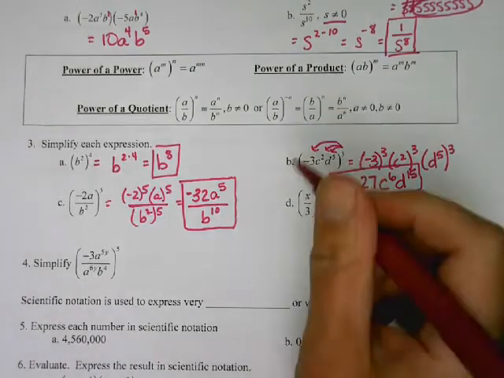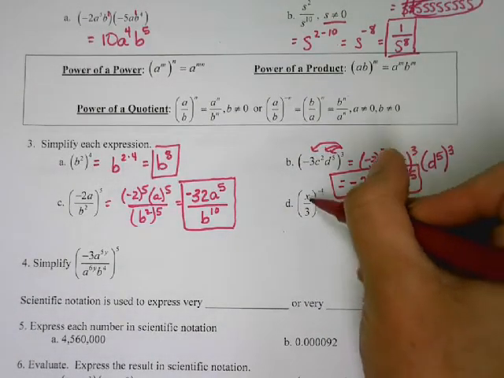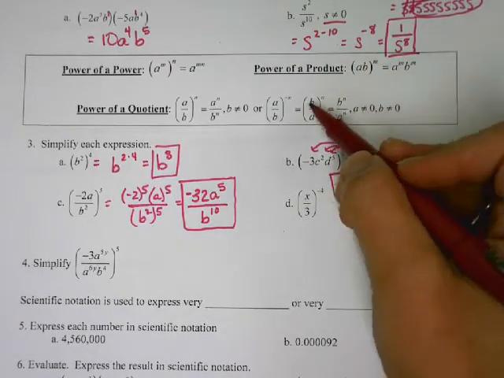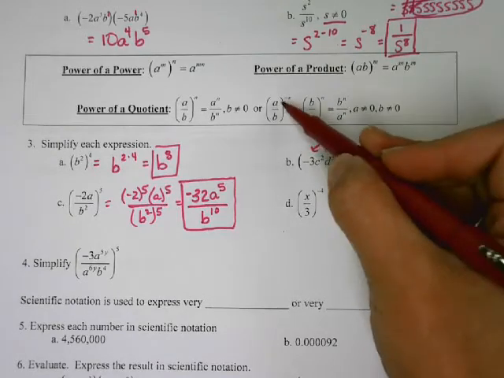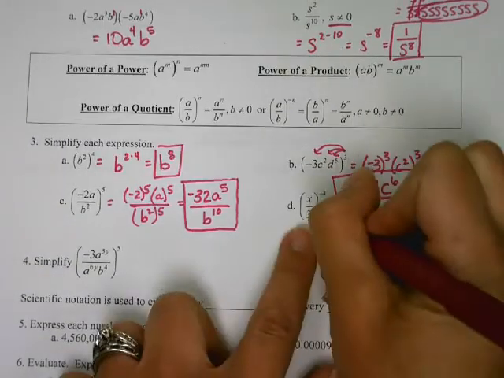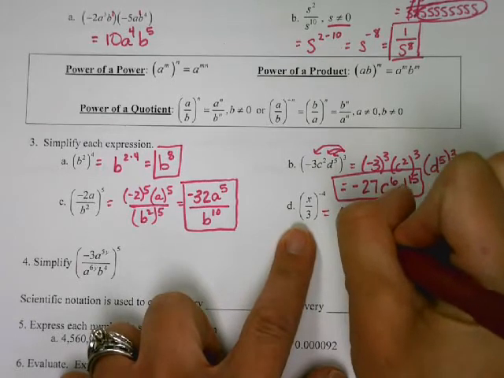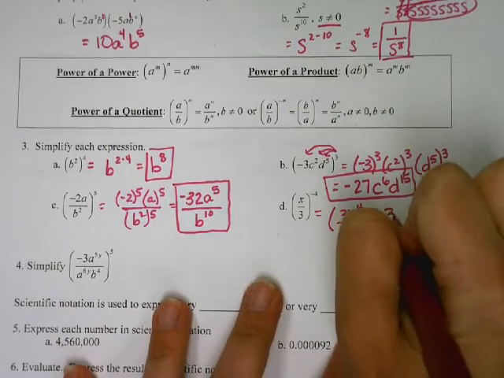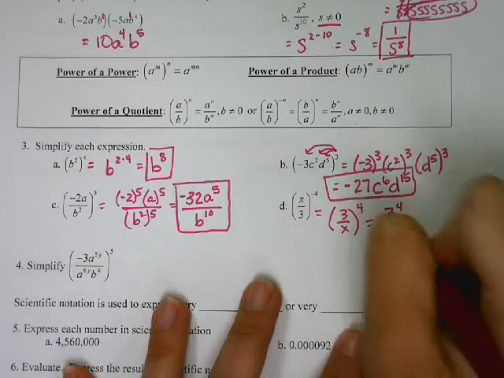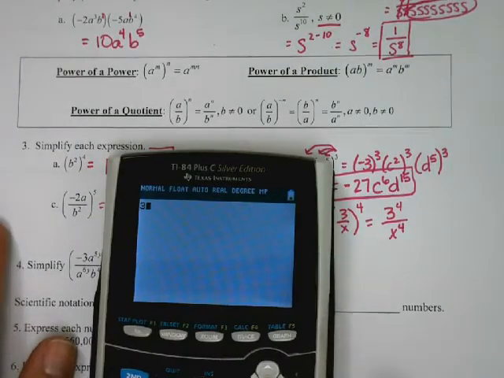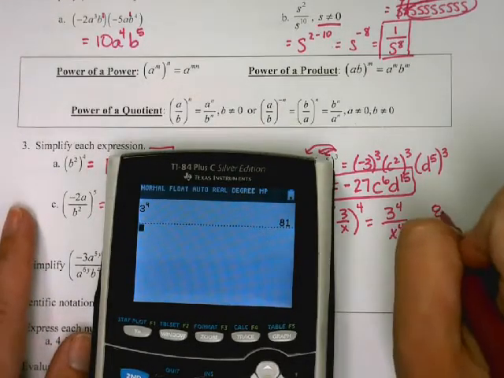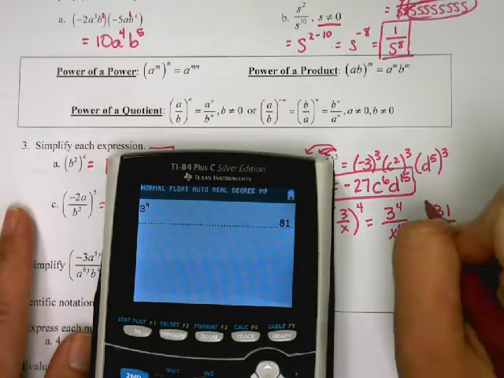Alright, letter D. I have a power of a quotient. Now, when he's got a negative exponent, my rule up here said I'm going to flip my fraction. Okay, so this guy is really 3 over x to the positive 4 now. And now everybody's going to get the exponent of 4, so I get 3 to the 4th over x to the 4th. Again, if you don't know 3 to the 4th, 3 power 4, 81 over x to the 4th.